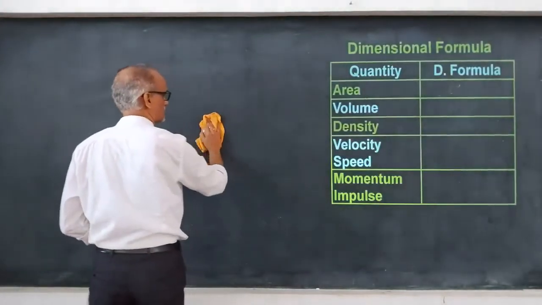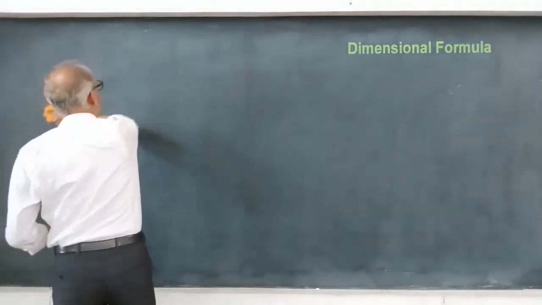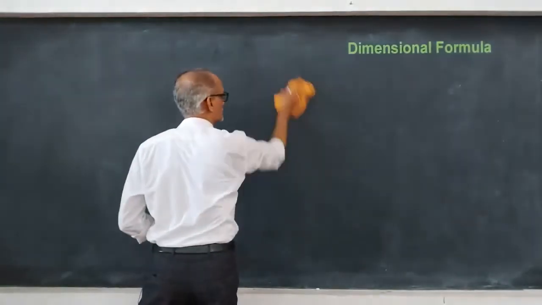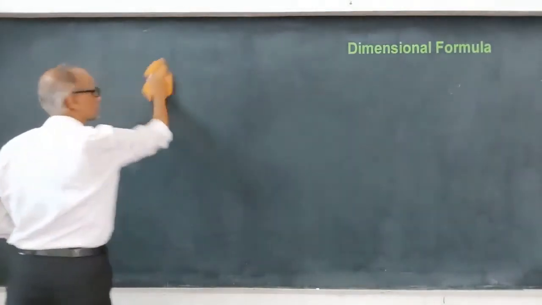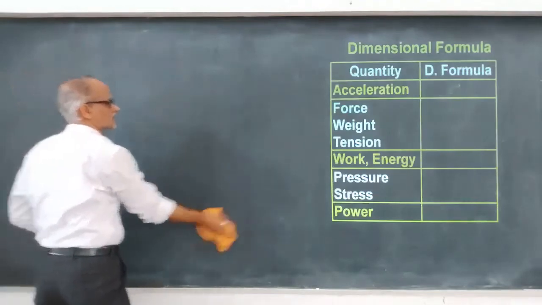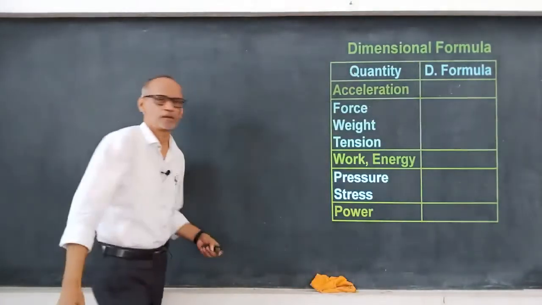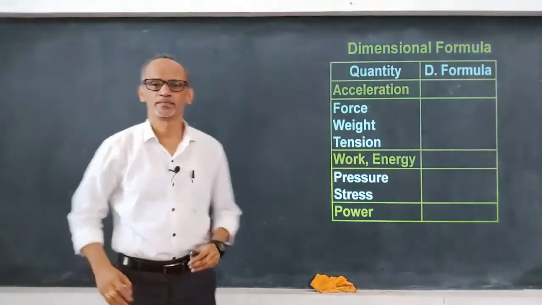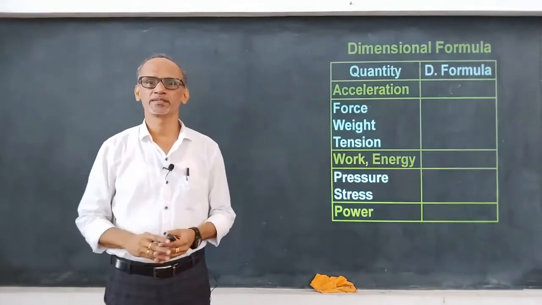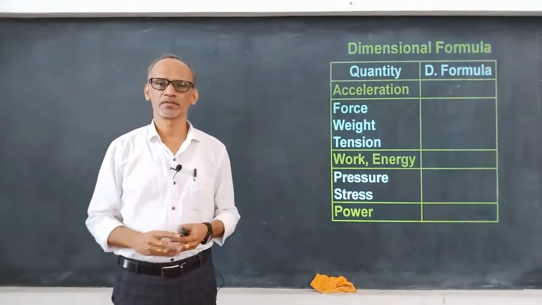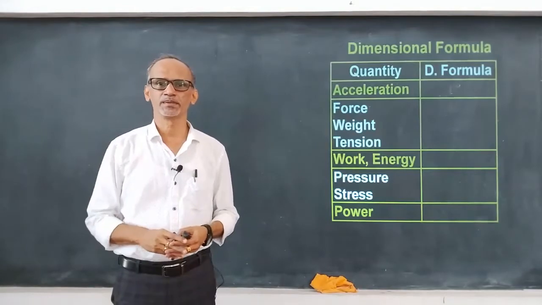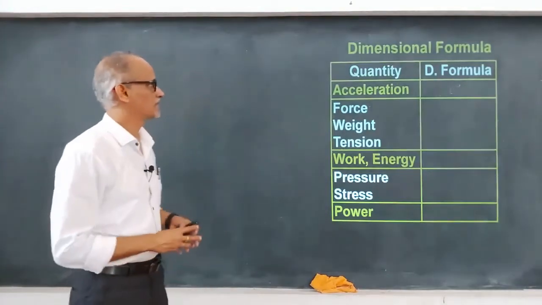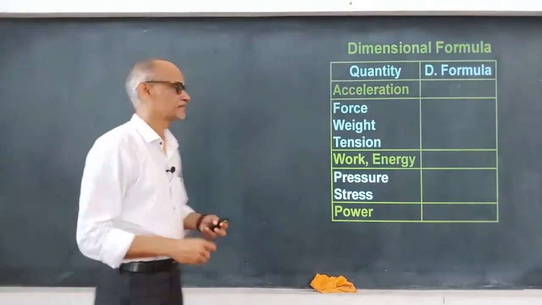So, see the next set of physical quantities. These are the next set, and we are going to stop here because these many dimensional formulas are enough for our discussion. For every physical quantity we can write the dimensional formula. So, let us go for the next, acceleration.